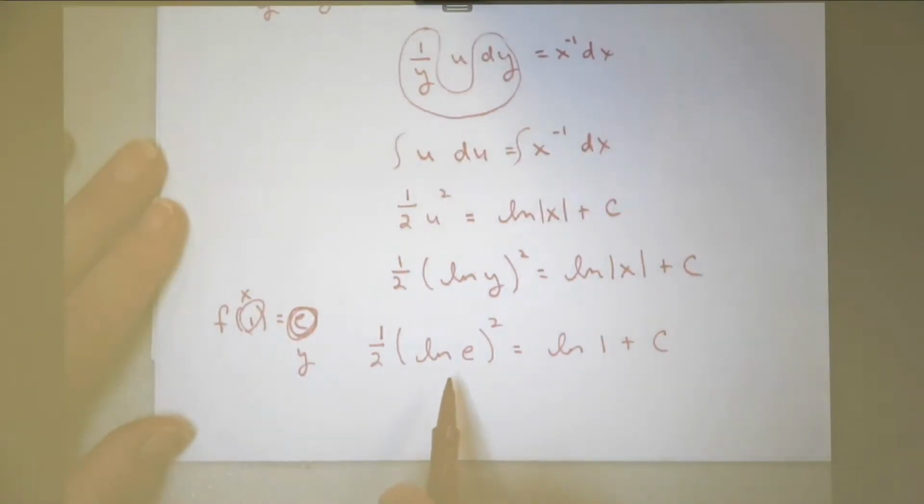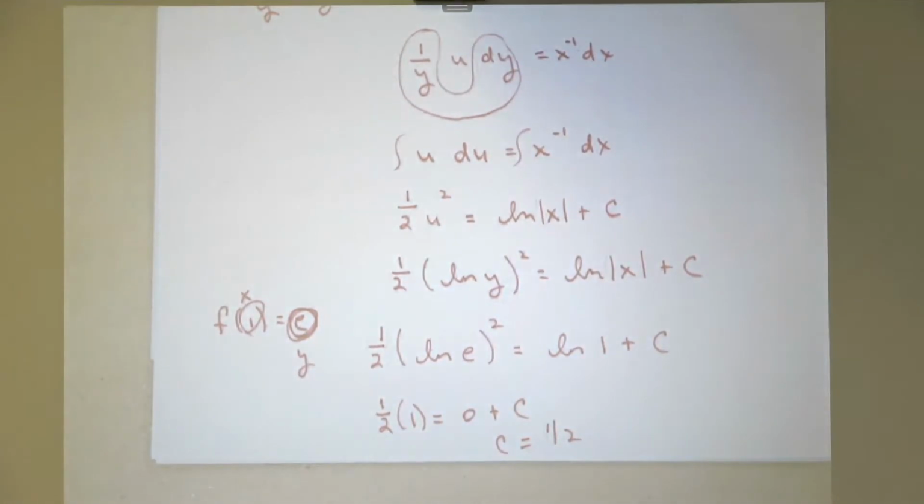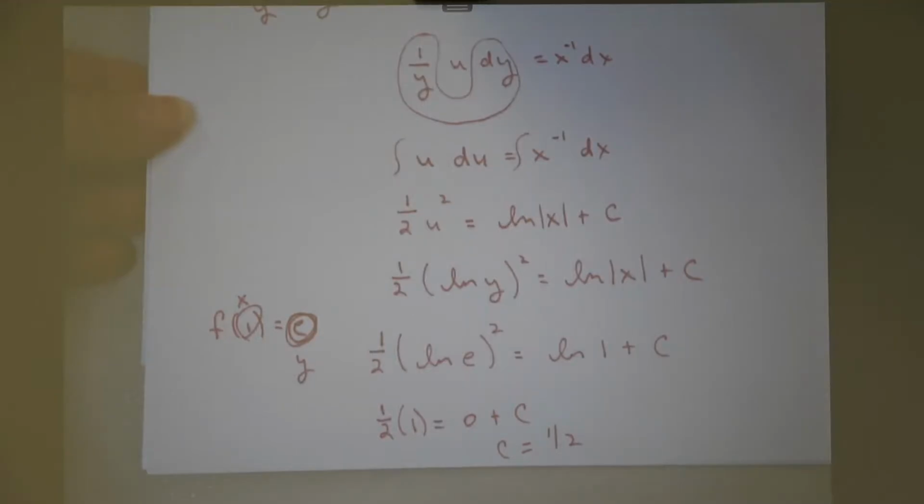ln e, e to what power is e? Of course, that's going to be 1. So I have 1/2 times 1. e to what power is 1? Any number to the 0 power is 1, plus c. So my constant of integration in this case is 1/2. So the entire equation, well, actually, I think we're going to stop at this point on this question and move on to the next piece.